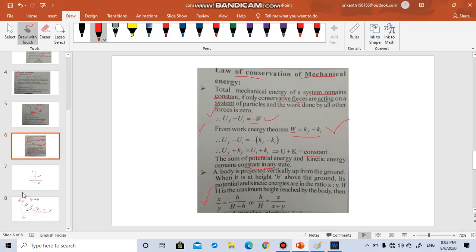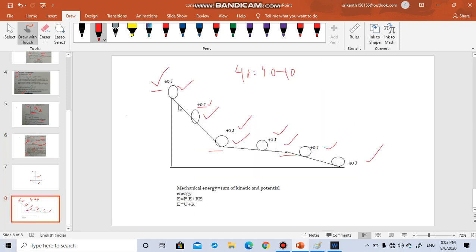Suppose non-conservative forces are acting here. Suppose there is some friction here. When frictional force is acting, there will be some friction between the ground and the ball. When you consider that, then total energy is not conserved. That means it will be 40 here, 32 here, 30 here, 28 here, like that it will keep on changing. So this is the important point. As per law of conservation of energy, the total energy at any two different points is always equal.